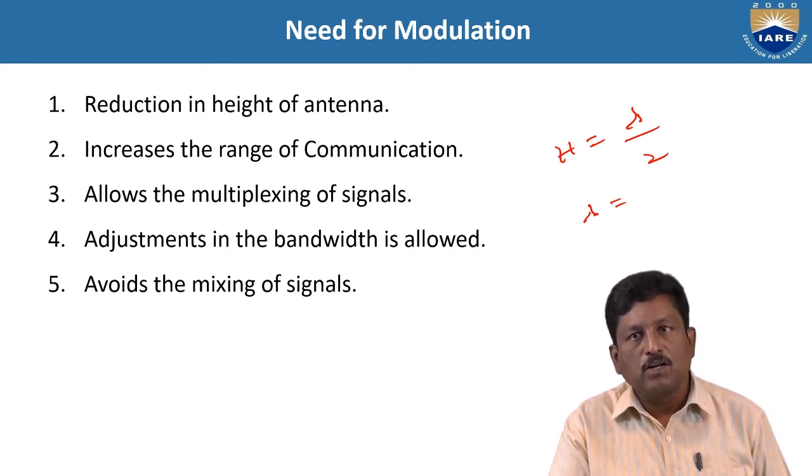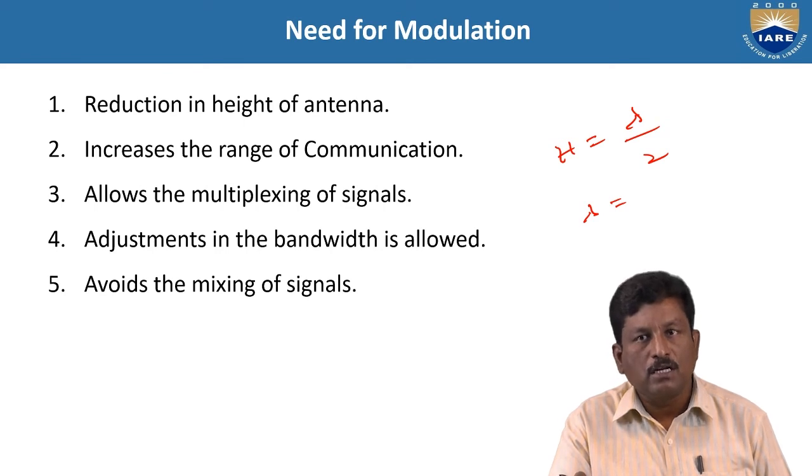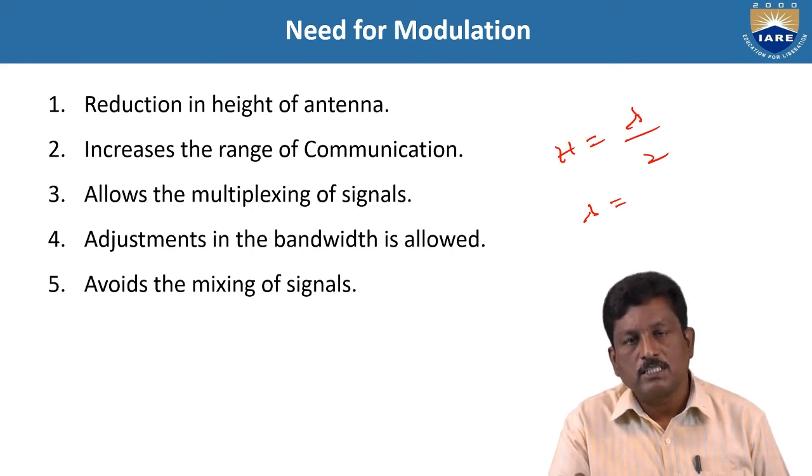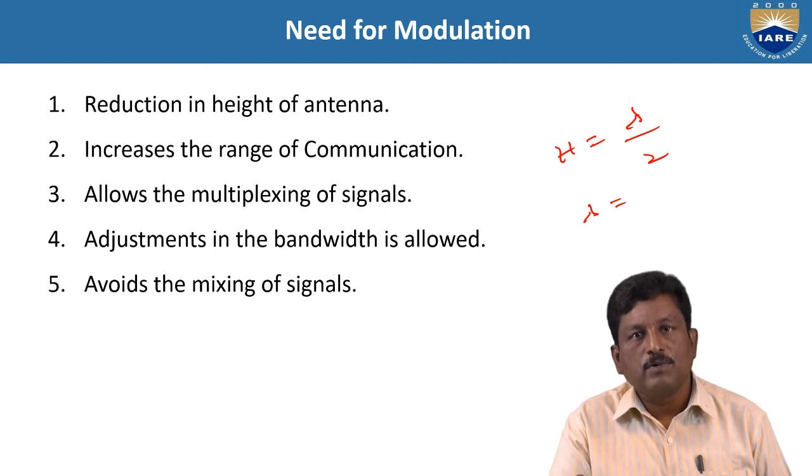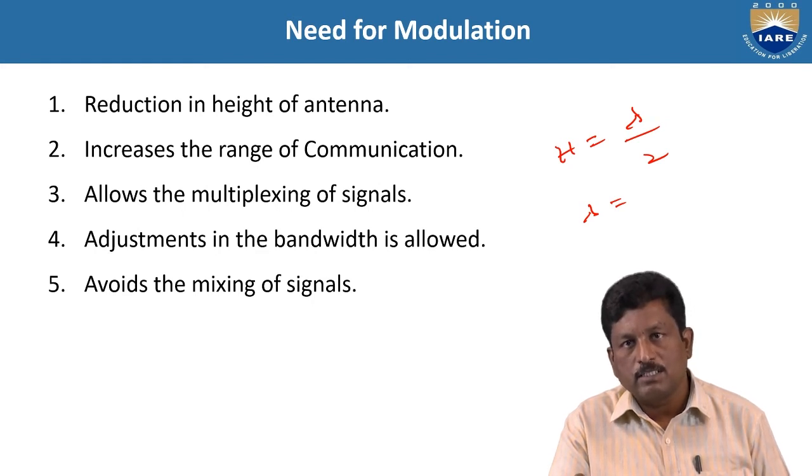So next, the third point: it allows the multiplexing of signals. Multiplexing means many into one. More signals, more resources, can be transmitted at a time by the operation called multiplexing, which is the combination of many signals with different frequencies. There are two types of multiplexing: one is TDM, another is FDM. FDM stands for frequency division multiplexing. TDM stands for time division multiplexing.